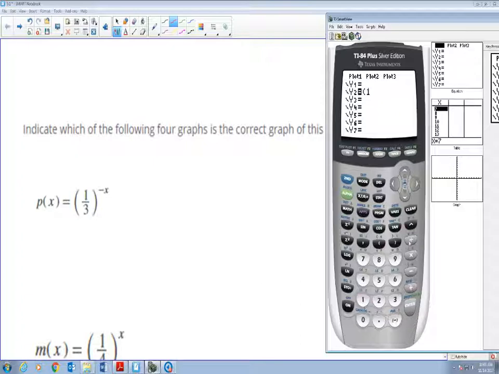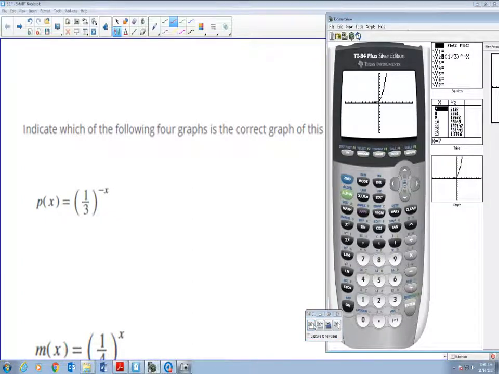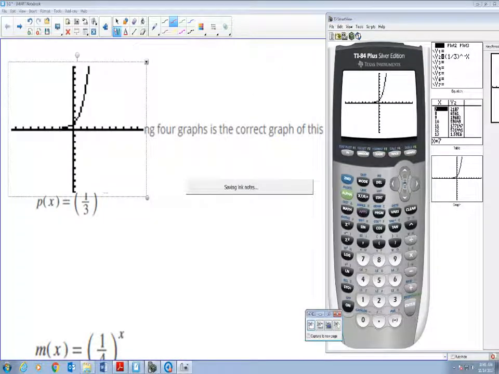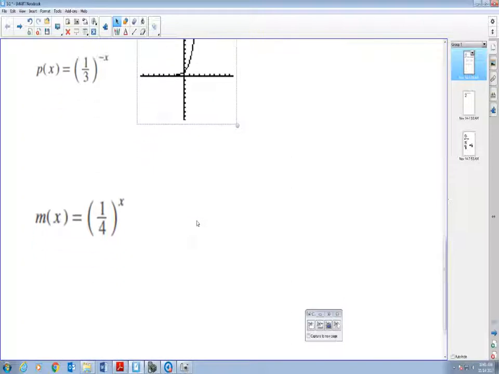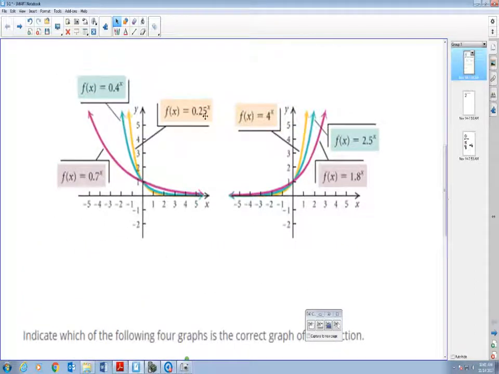So parenthesis 1 divided by 3 raised to the negative x power, you actually go to the right. Okay, so that will be the answer. Indicate which graph is the correct one. So what you can do here for the homework is graph them on the calculator and then select the correct choices. Alright, this is 1/4 but to a positive x power. 1/4 is 0.25, so my graph will be decreasing. My y value will decrease as I'm going to the right.